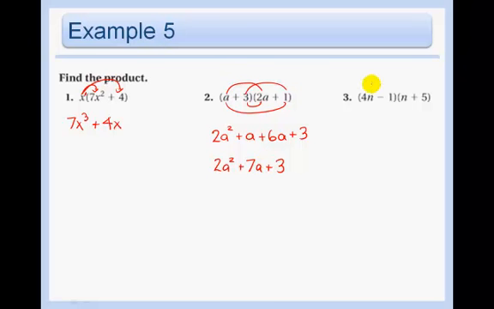The last problem, again FOIL. So the first is 4n squared. The outer is plus 20n. The inner is minus n. And the last says minus 1 times positive 5, which is a negative 5. Combine like terms. Plus 20 minus 1 is positive 19n.